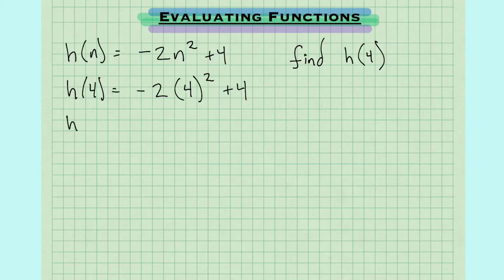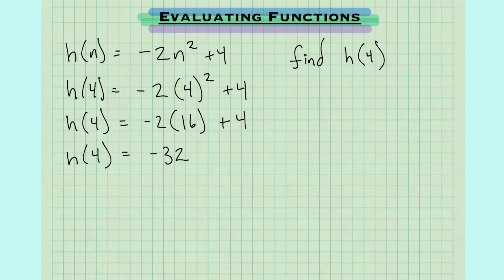So here we have h of 4 equals, okay, our order of operations says that we need to do exponents before we do multiplication. So we're going to do this exponent first. So we have negative 2 times 16 plus 4. So h of 4 equals negative 32 plus 4. So h of 4 equals negative 28.